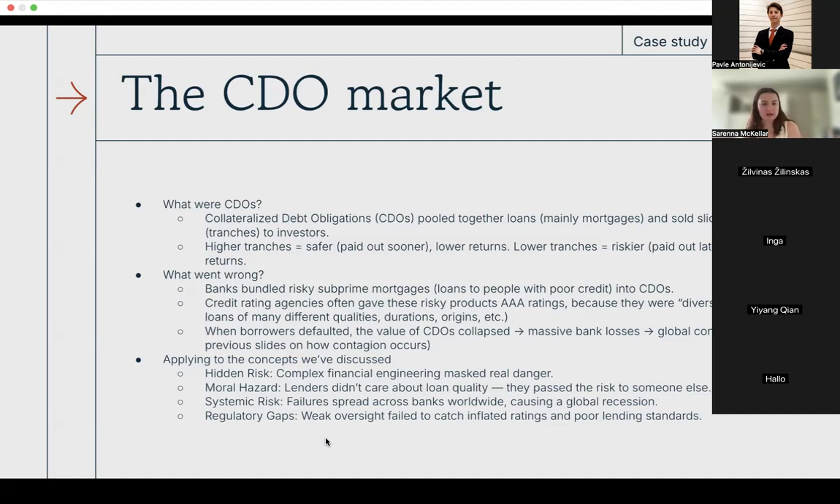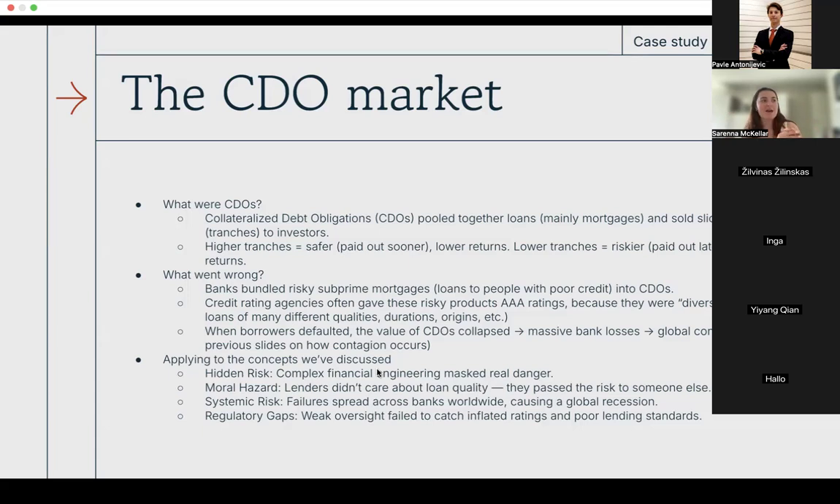How can we apply the concepts we've discussed so far? Well, first, I think just the things we mentioned earlier with bubbles and why it's good to avoid them are obviously relevant here. There's also the hidden risk level. So complex financial engineering that happened masked real danger, where basically these were very, very complicated financial instruments. And then also something called synthetic CDOs were made. So basically, these were CDOs that were bets on whether the underlying mortgages would perform.